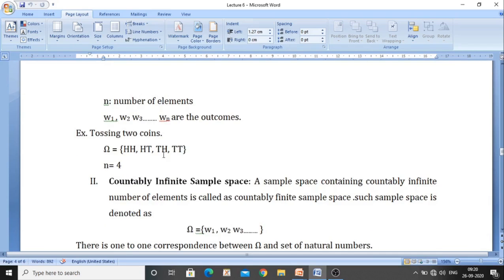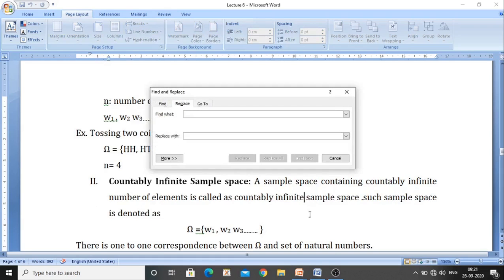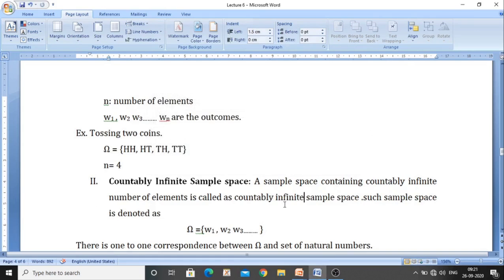Next one is the countably infinite sample space. A sample space containing a countably infinite number of elements is called a countably infinite sample space. Now see the definition properly. A sample space containing countably infinite elements, that means we can count them, but those outcomes are infinite, and that sample space is called a countably infinite sample space.